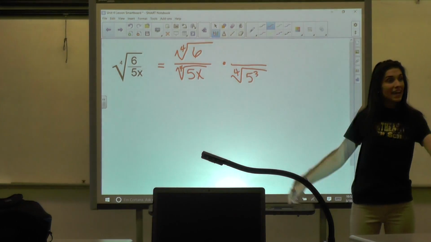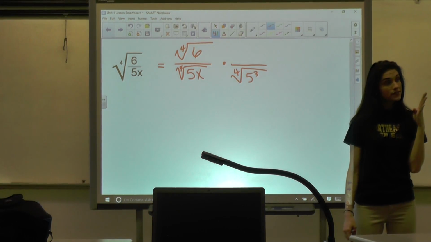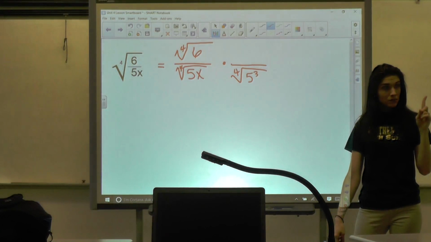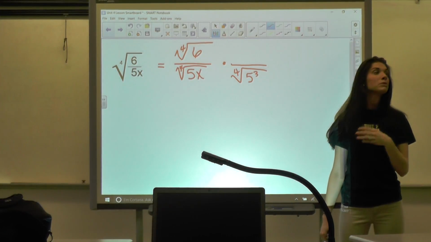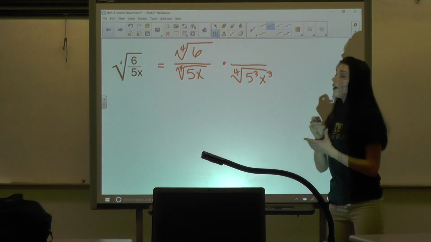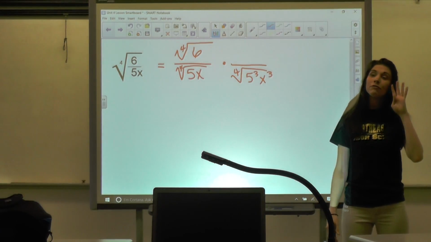5 cubed is like saying 5 times 5 times 5. So we now have 4 5s. Same thing happens for our x. I have 1 x, but I need 4 of them. So how many more do I need? 3. Oh, it's like the cube right there? So we have to do x cubed.